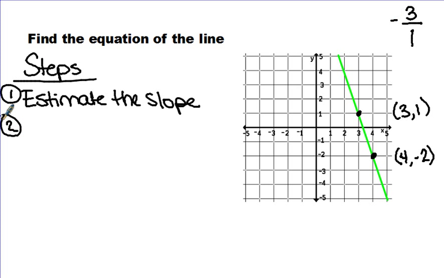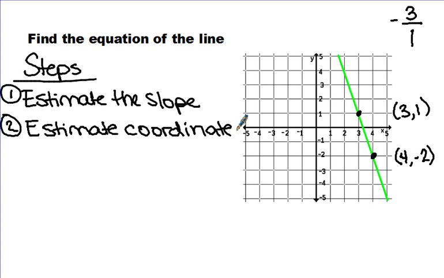Step 2 is to substitute the slope and an ordered pair into the equation of the line in order to find the linear intercept. We're going to shorten this step to say: estimate coordinates and substitute to find the y-intercept.